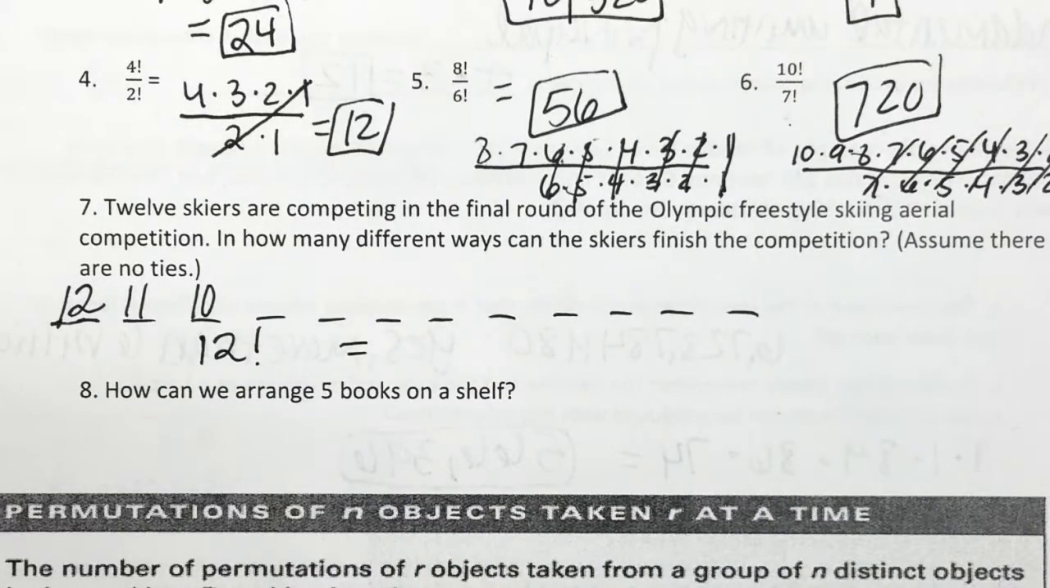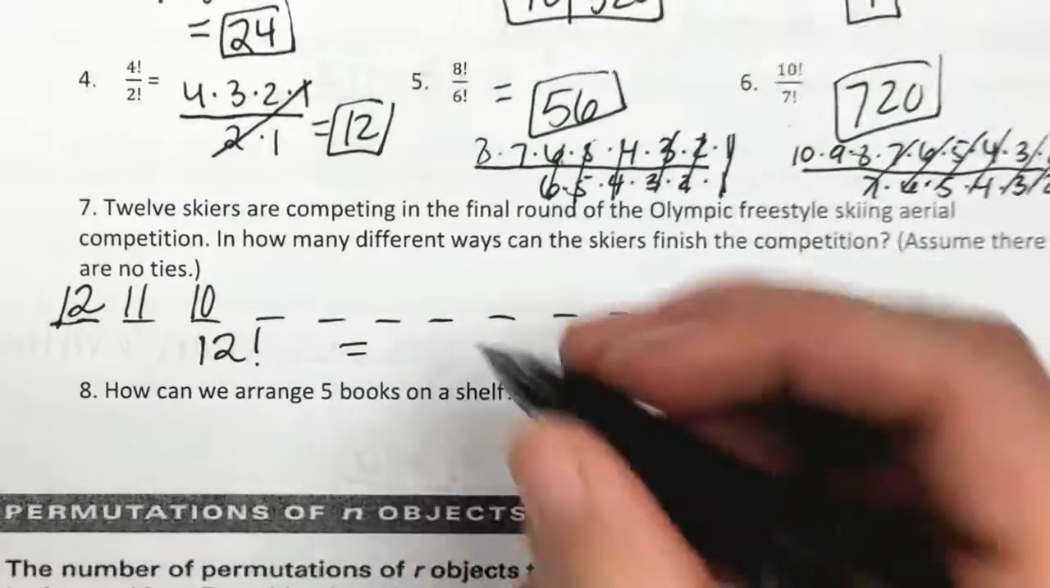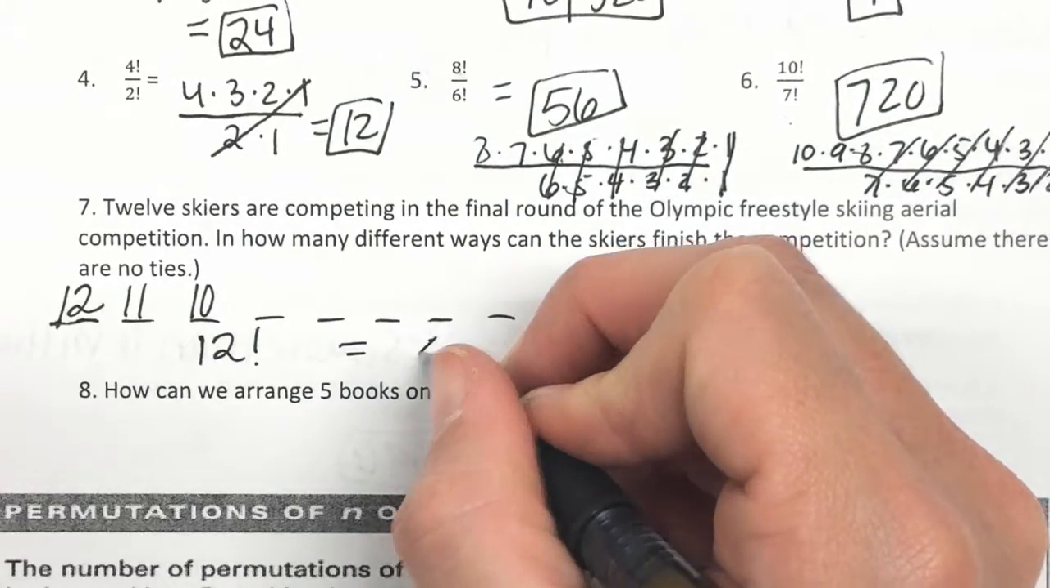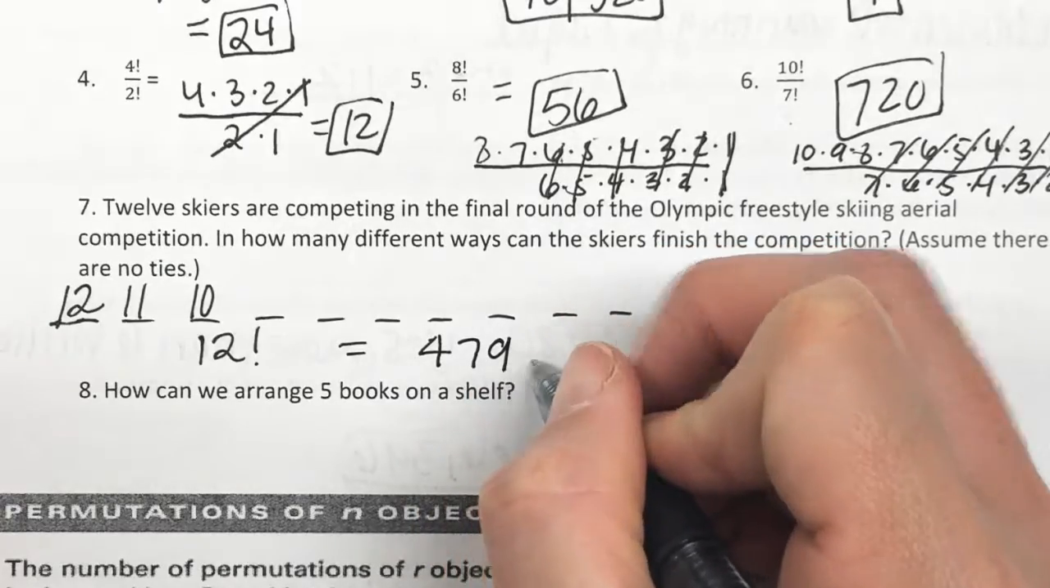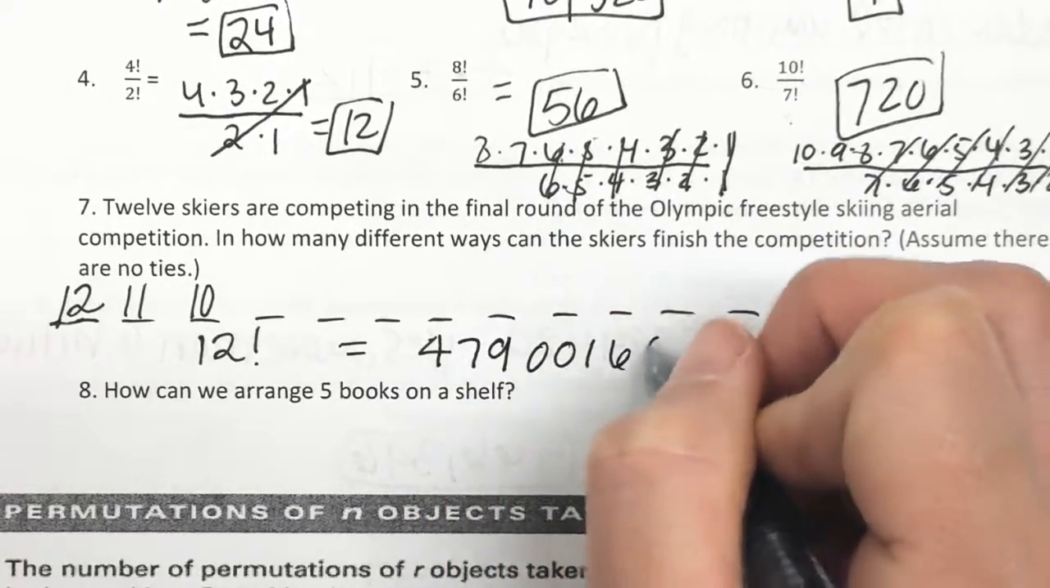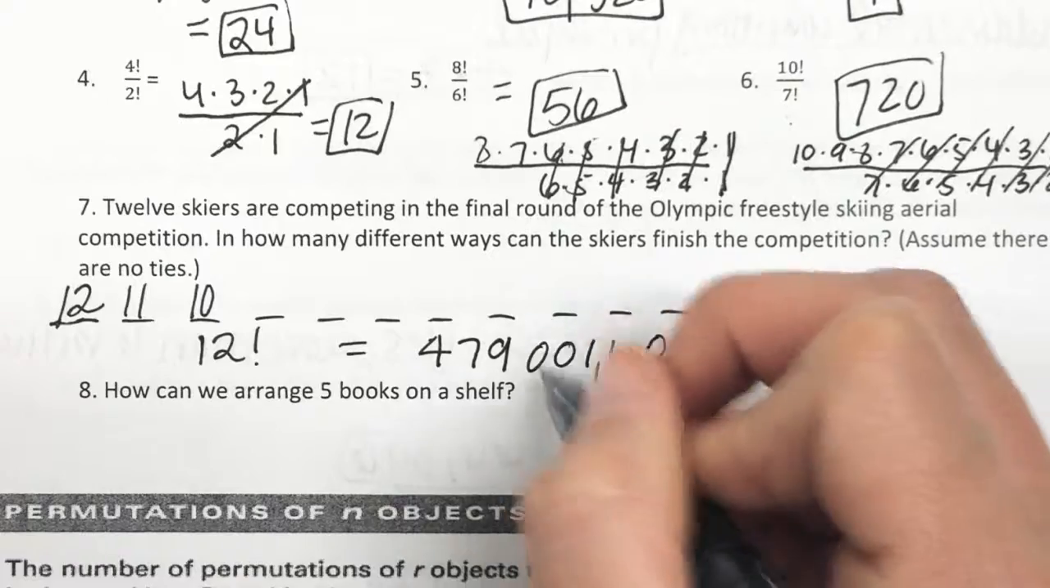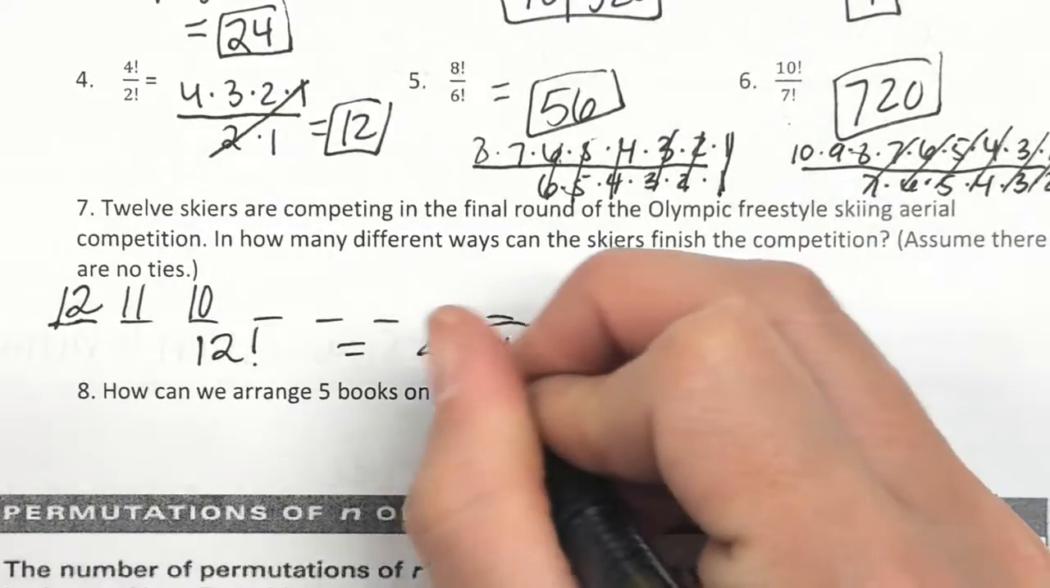Alright, go ahead and calculate it on your own. And I'll give you time because I know this one's a little bigger. Oh, that's a big number. Go ahead, Austin. 479,001,600. Good. So that's how many different options we could have.